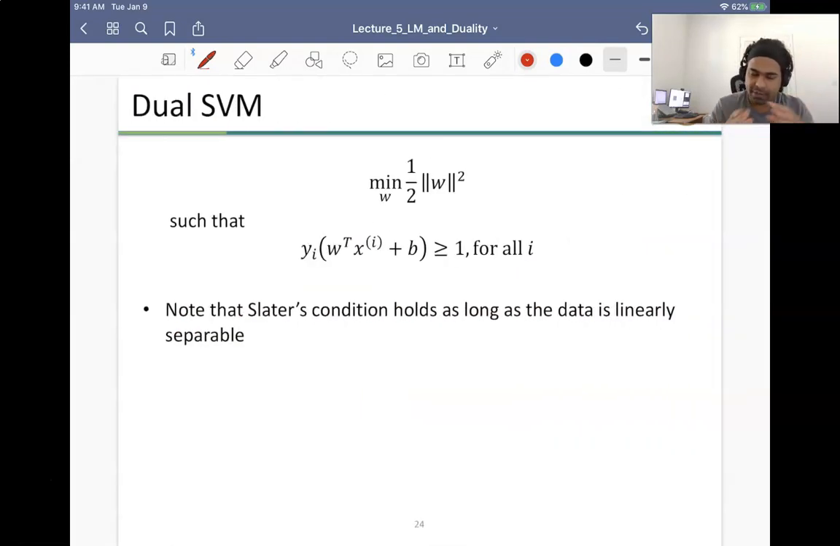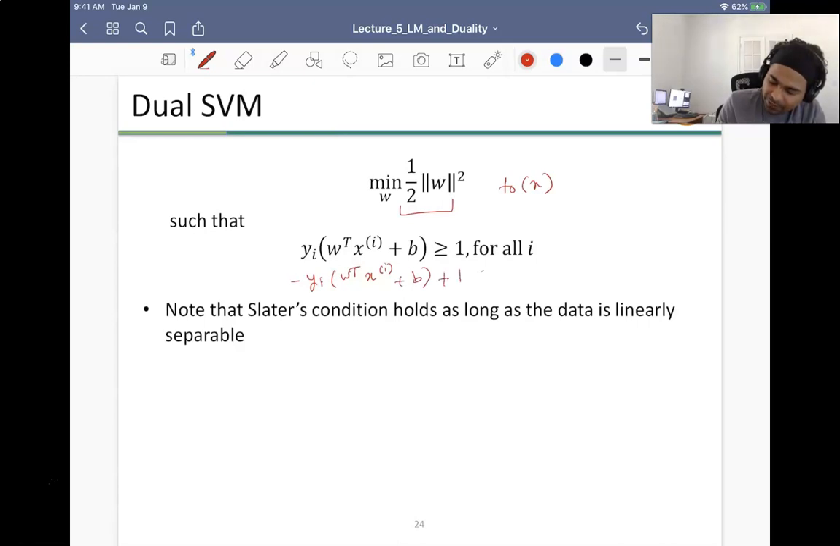Now, given this, we can construct the dual for the SVM. The problem here is that this function is f0 of x, and I can take the negative of yi, and we saw this last time as well, and write this as plus 1 is less than or equal to 0. These terms are my fi of x less than or equal to 0 for all i.